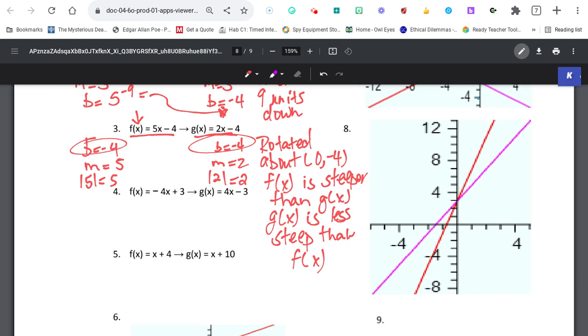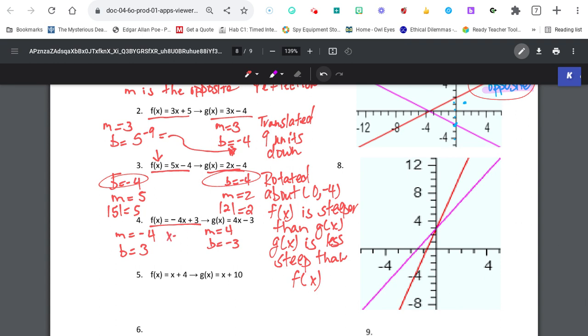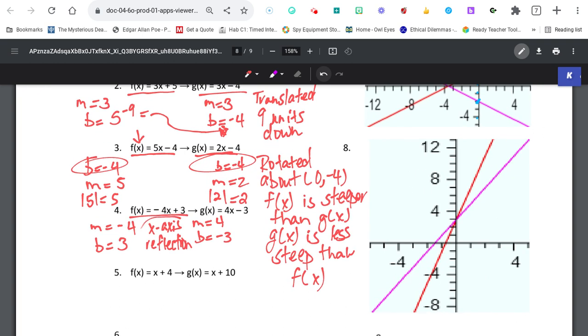Let's take a look at 4. f of x has a slope of negative 4 and a y-intercept of positive 3. And g of x has a slope of positive 4 and a y-intercept of negative 3. Well, both the slope and the y-intercept are opposites. So when the slope and the y-intercept are opposites, we say it's x-axis reflection. Or you can say it's a flip across or over the x-axis. It's the same thing.